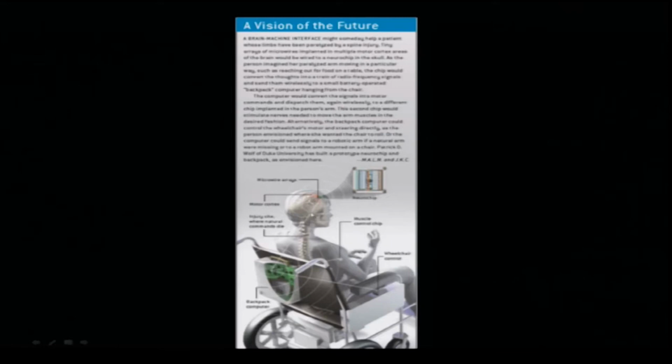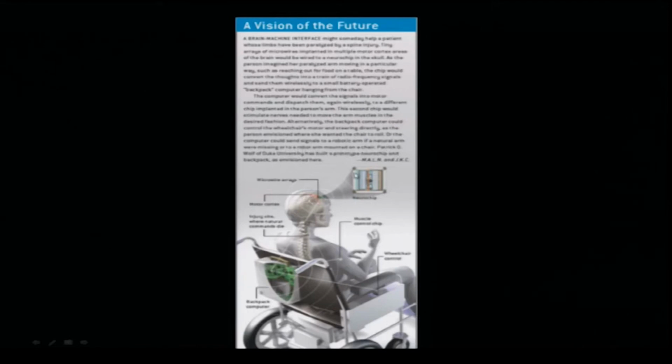Okay. So, basically what is happening in this situation, the signal from here cannot travel because of an injury in the spinal cord, the injury site where neuronal commands die. So, in this situation this person is thinking, and this thinking process is transferred to the arm. Now, the second chip would stimulate the nerves needed to move the arm muscle in the desired fashion. Alternatively, the backpack computer could control the wheelchair motor and steering directly as the person envisions where he or she wants the chair to roll, or the computer could send signals to robotic arms if natural arms were missing, or to a robot arm mounted on a chair.